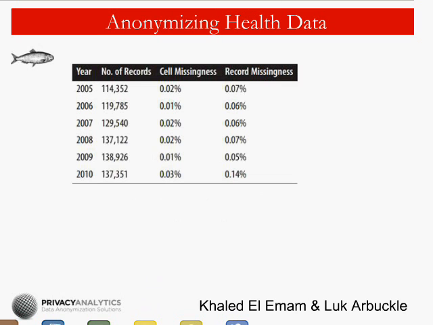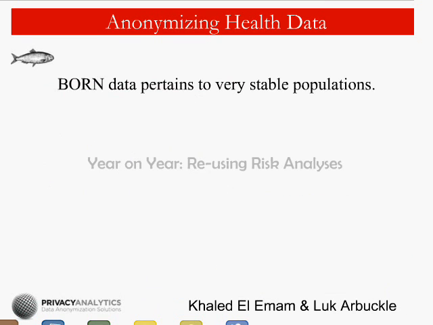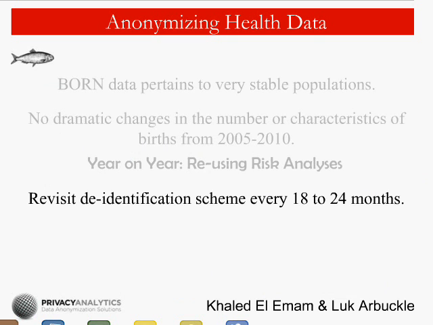As it happens, we don't. What we find is that the missingness, the amount of suppression that we've applied, is pretty much the same. The entropy in the data is pretty much the same year on year, and that's good news. However, there are some caveats. The BORN data is births, and births don't change much in Ontario. It's pretty much the same population, so there's no major reason to think anything is going to change over that period of time. So really you want to look at this every, let's say, 18 to 24 months. Even though you can apply it over and over again, you should check, because you never know if things might change. So that's something to consider.